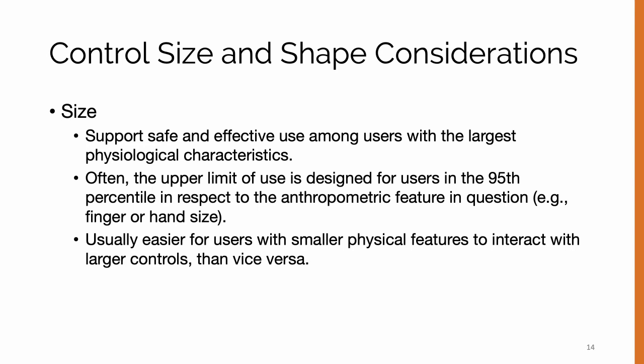Okay, some other things about size. It's important to support safe and effective use among users with the largest physiological characteristics. So lots of times when you're trying to determine how big to make some particular control, you're often best designing for the largest finger or hand size, because it's easier for a small hand to use something that's bigger than it is for a big hand to use something that's smaller. So it's usually a lot easier for people with smaller physical features to interact with something that's larger.